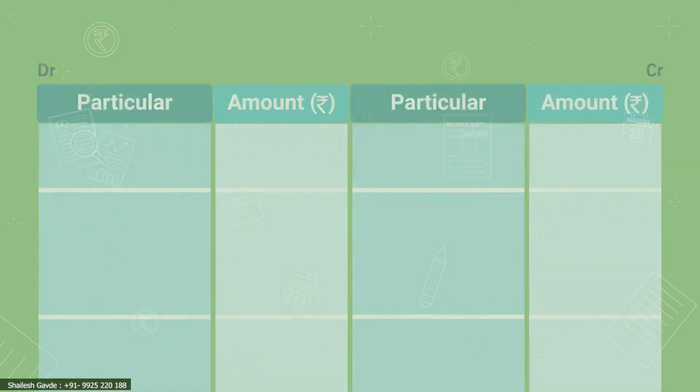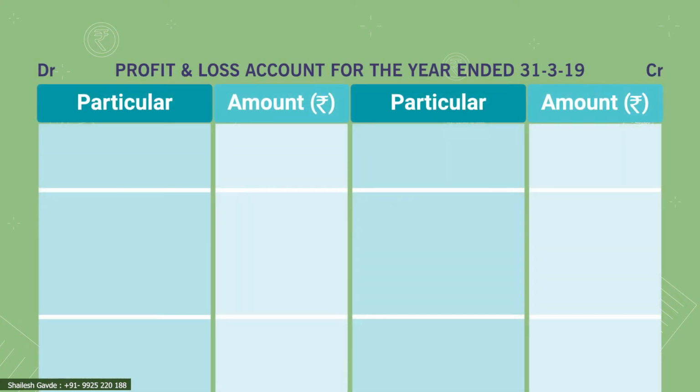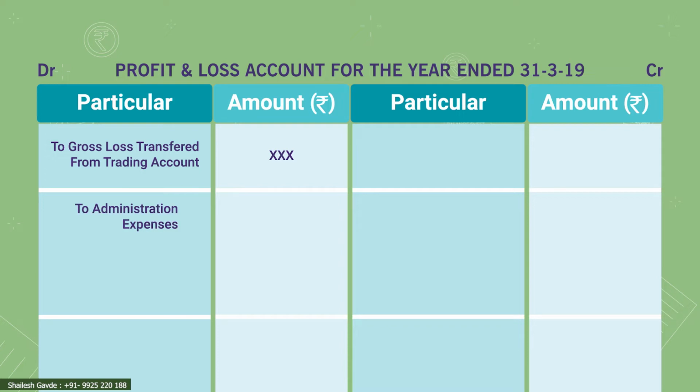Now we'll understand the format of profit and loss account. Profit and loss account is prepared at the end of the year. So on the top of profit and loss account, we write profit and loss account for the year ended 31st March. On the debit side of profit and loss account, the first item we record is gross loss transferred from trading account. Then the first indirect expenses, administration expenses like say salary, rent paid, insurance paid, printing and stationery, etc.